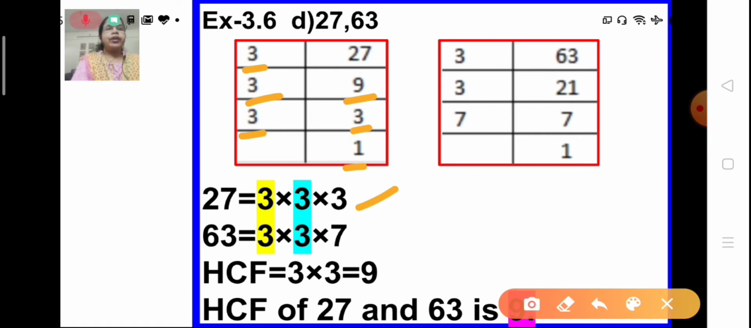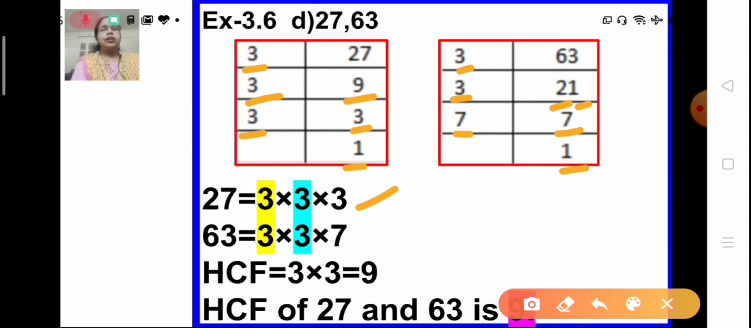Similarly, we prime factorize the number 63. 63 cannot be divided by 2, it's an odd number. So we move on to 3, the next prime number. 3 2s are 6 and 3 1s are 3, 21. 21 is again divisible by 3. So 3 7s are 21. And 7 is a prime number divisible by itself, 7 1s are 7. So how can 63 be expressed as the product of its prime factors? It is 3 into 3 into 7.